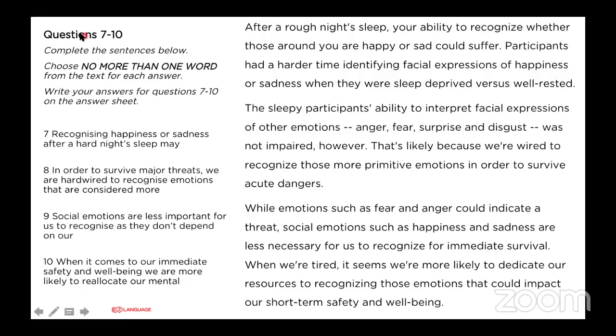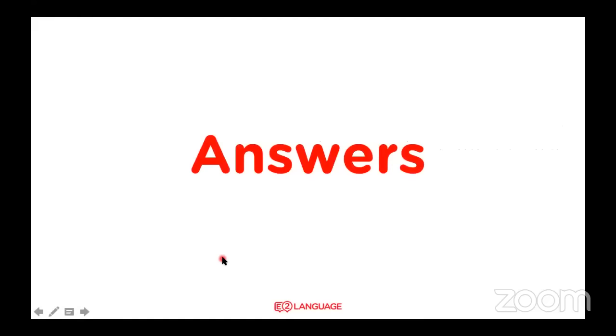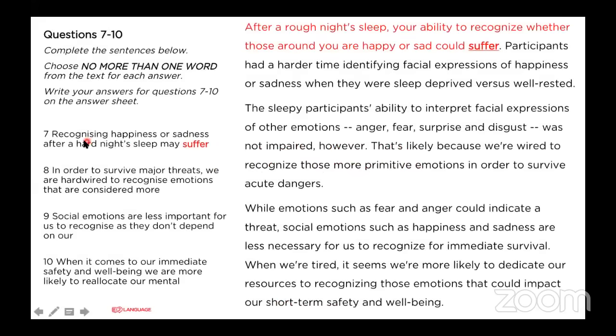Cool. Let's stop there and have a look at the answers for this one here. So, answers. Number 7. Recognizing happiness or sadness after a hard night's sleep may what? Well, here it's taken from the first sentence. And this is a good point because what happens in the IELTS reading is that the questions are sequential. So, 7 will be located at the top of the paragraph, 8 will come next, 9 will come next, and you read down the paragraph as the questions descend as well. So the answer here is suffer.